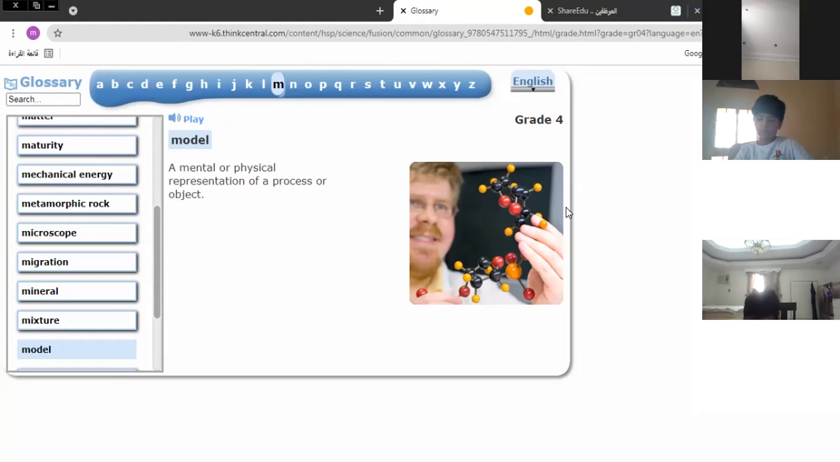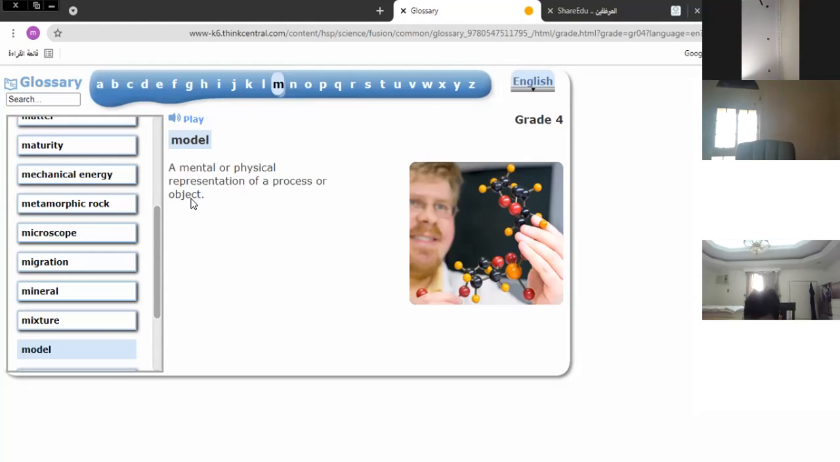Fahd? What is model? Read that from my screen, please. A mental or physical representation of a process or object. Have you finished writing? I'm going to give you only 10 seconds to finish it off. Again, model is a mental or a physical representation of a process or object.